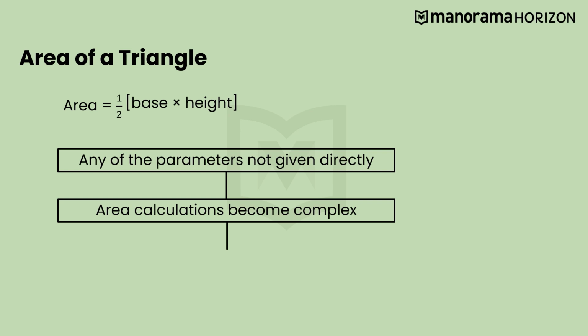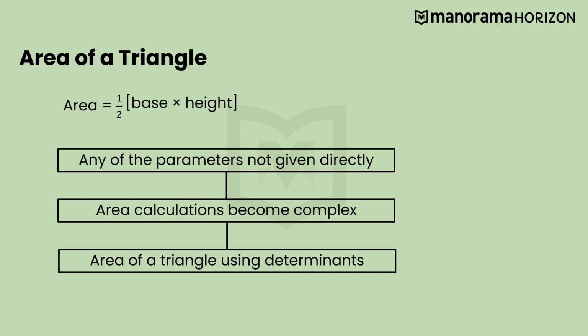There arises the use of an alternative method. Here, the determinant comes into role. Yes, a method to find the area of a triangle using determinants. Let's discuss it in detail.